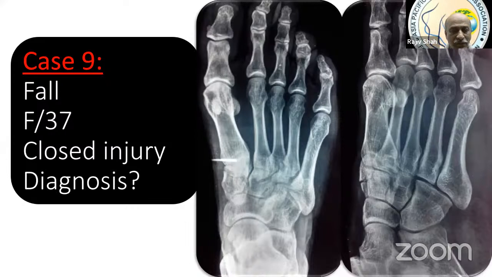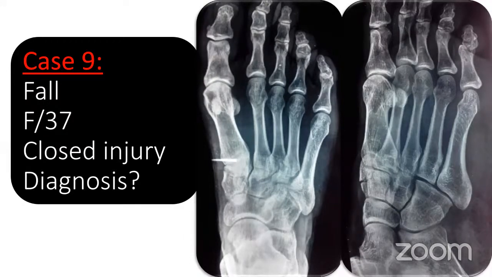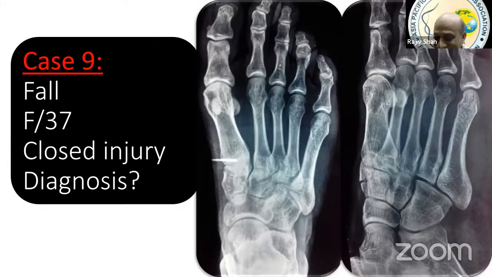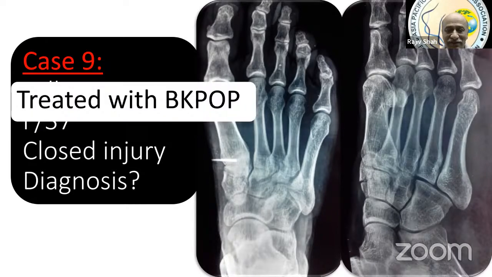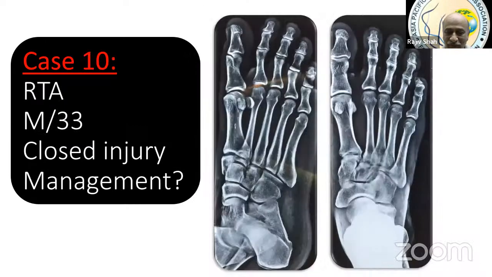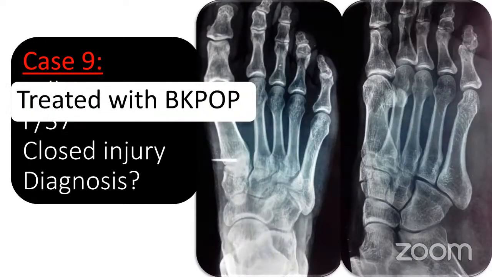Now, this was a fall in a female of 37 years, closed injury, diagnosis: cuneiform fracture. I think you people know a great deal of foot and ankle. So this was treated with below-knee plaster. Okay, was that okay? No.